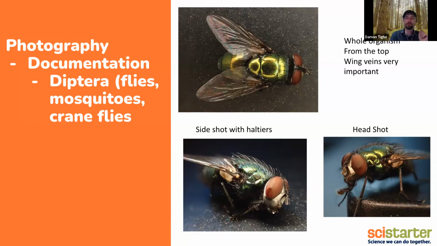And then the other thing you want to make sure you get is just a headshot with a lot of these flies. So that way they can see the mouth parts and the eyes. The way the eyes are laid out, coloration, things like that can be very helpful for these Diptera experts to identify.